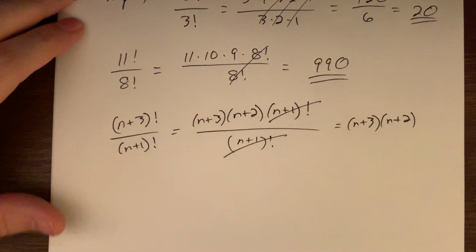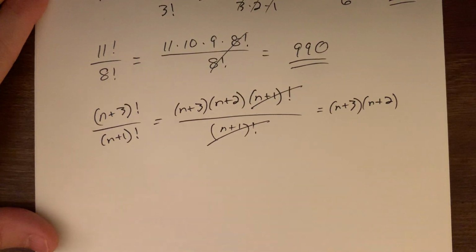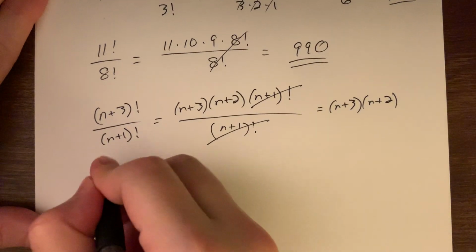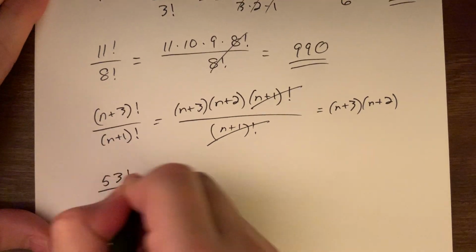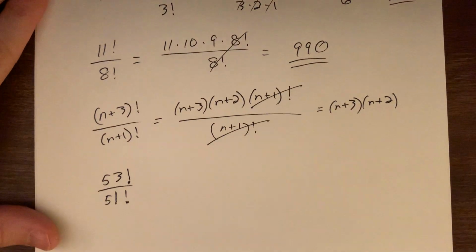But one more with numbers. Let's finish up. This is going to look a little ugly at first. And again, with calculators, if we only use the calculator, we would not be able to solve this. So let's look at 53 factorial divided by 51 factorial.